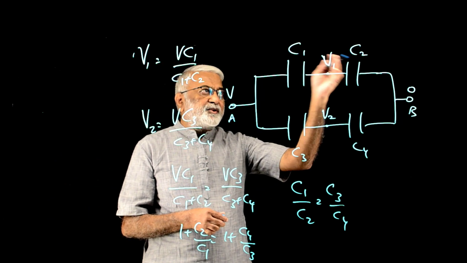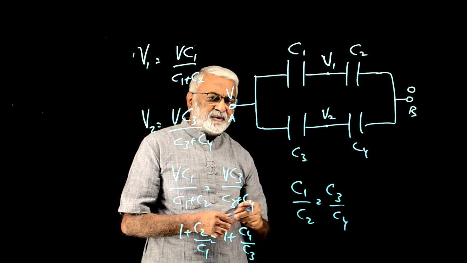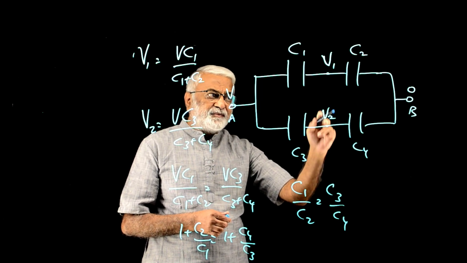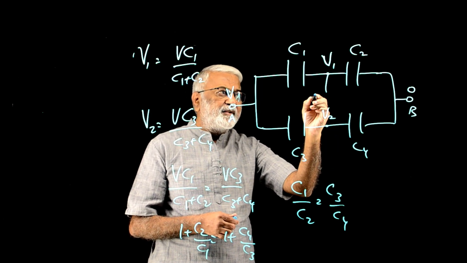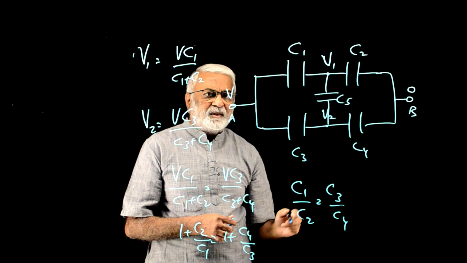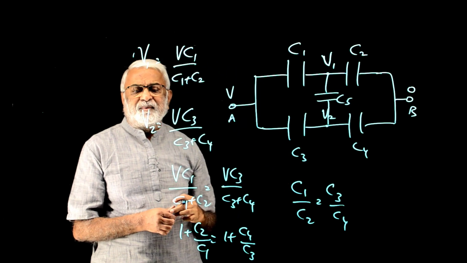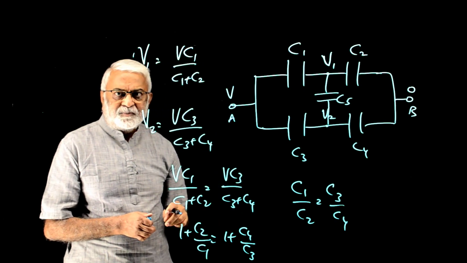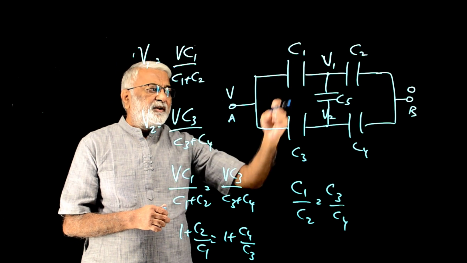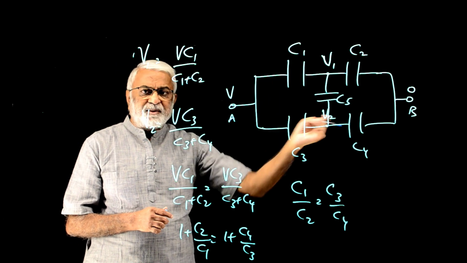So if this ratio C1 by C2 is equal to C3 by C4, then these potentials will be equal. So if these potentials are equal, anything that you connect between these two, say we connect a capacitor C5, there will be no charge on that. So the capacitor C5 doesn't store charge if C1 by C2 is equal to C3 by C4.